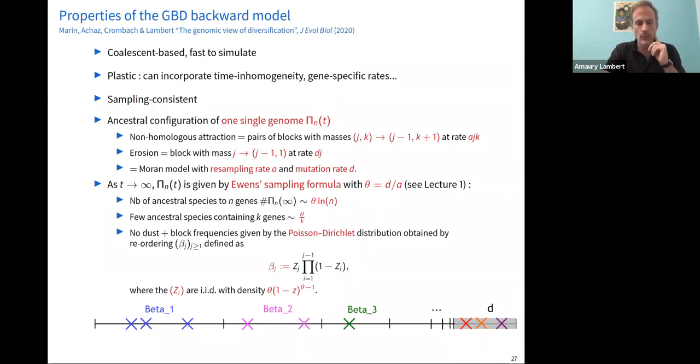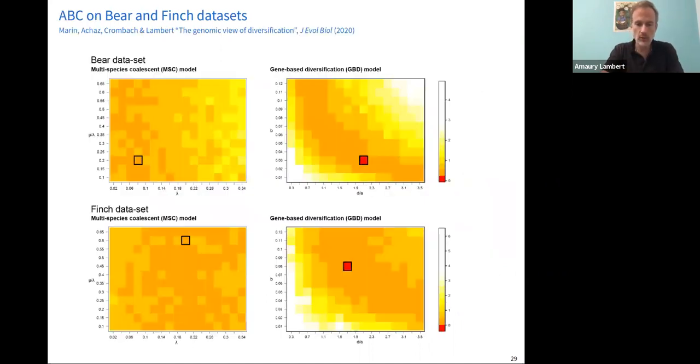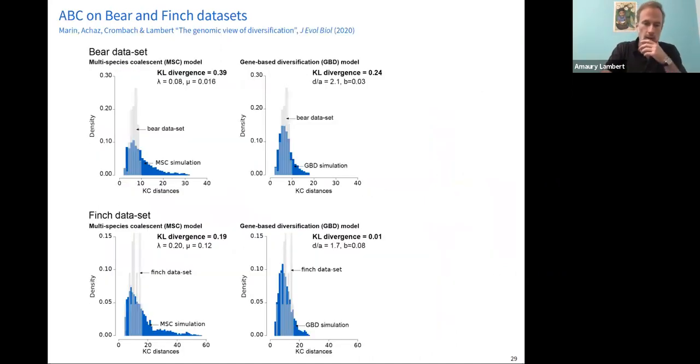We are currently working on trying to improve the method. I'm sorry, I don't have time to show you this, but we have an inference method that allows us to estimate the parameters of the model from, let's say, a bunch of gene trees, here just 14 on the right and 7 on the left. And the inference does well. I don't have time to detail these slides, but basically it tells you that at least for these data sets, gene flow is a much better explanation than incomplete lineage sorting due to the randomness of the coalescent process.